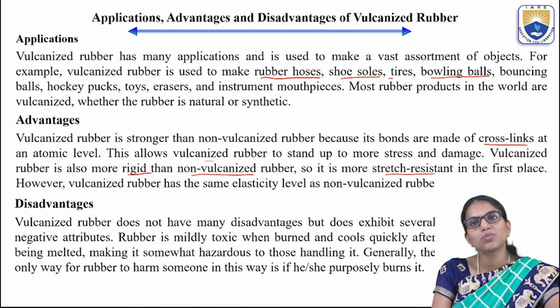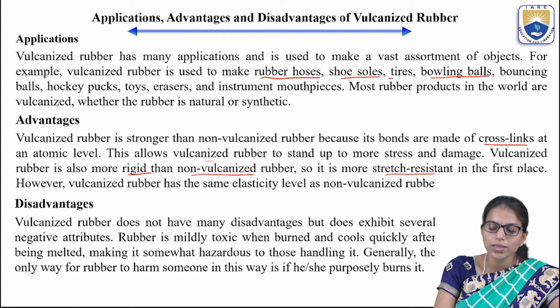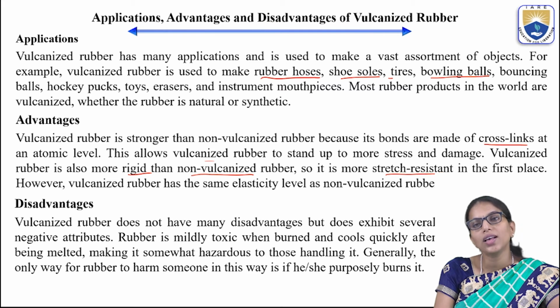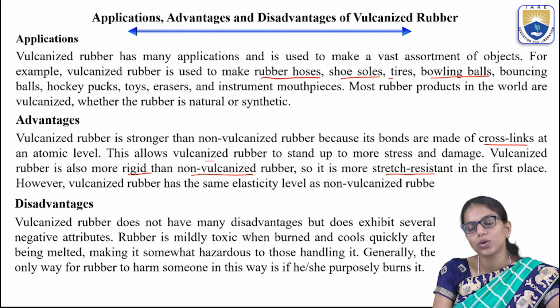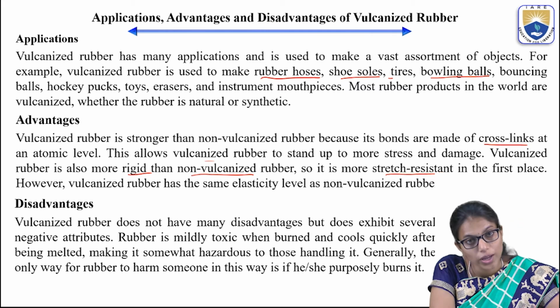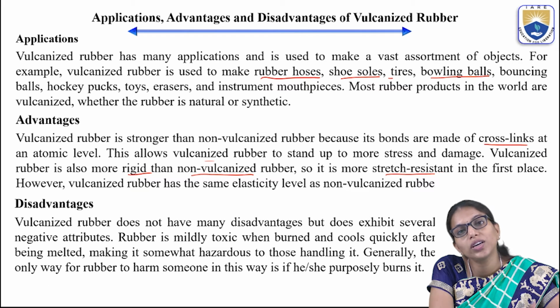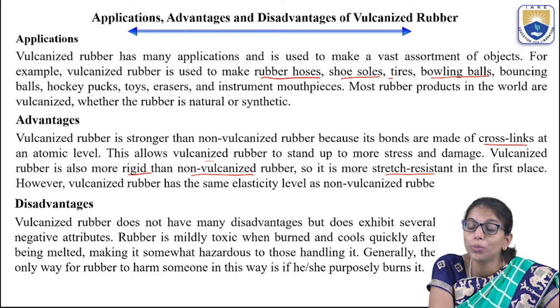However, vulcanized rubber has the same elasticity level as non-vulcanized rubber, because whether natural rubber or vulcanized rubber, both have the elasticity property, and because of that elasticity nature we call it rubber. So the rubber terminology is there just because of their elasticity nature. Whether it is natural, vulcanized, or synthetic rubber, it should have some elasticity property.